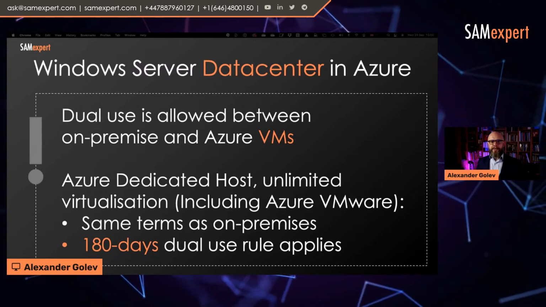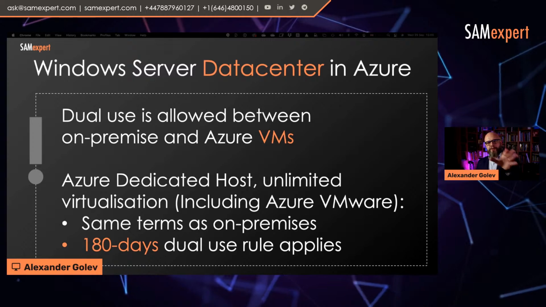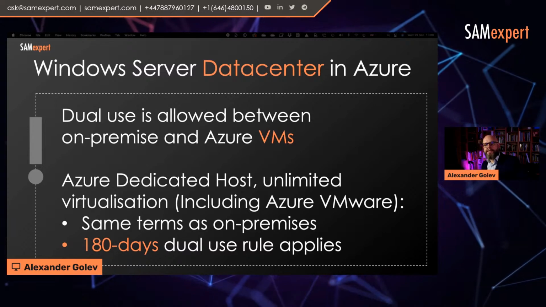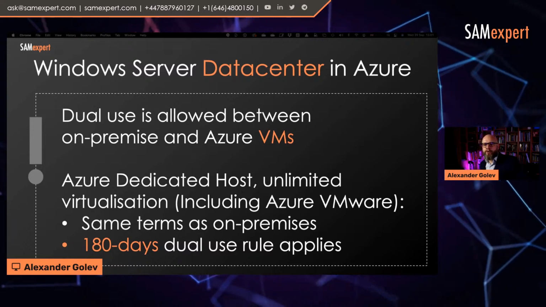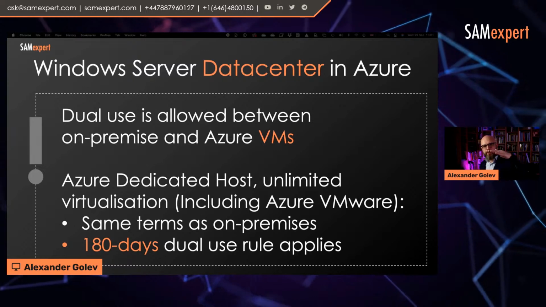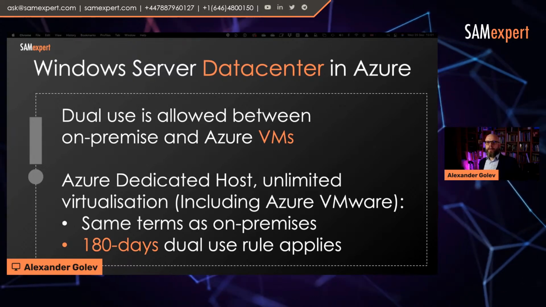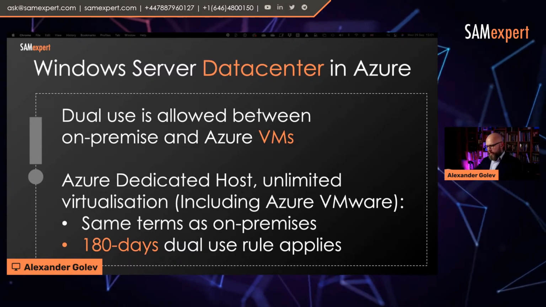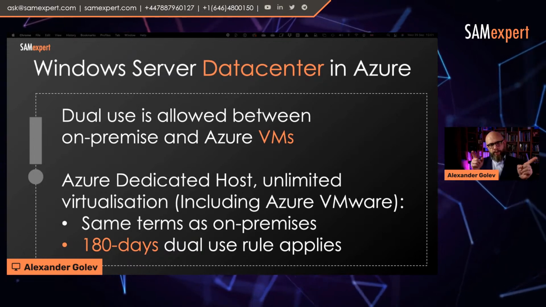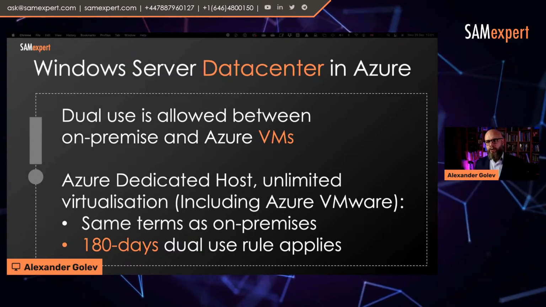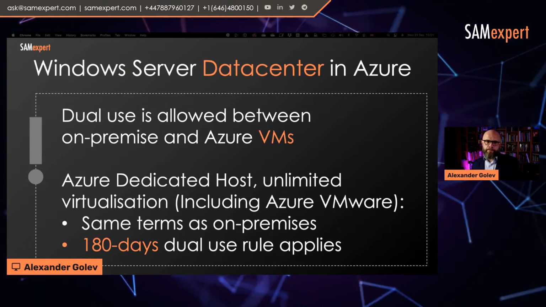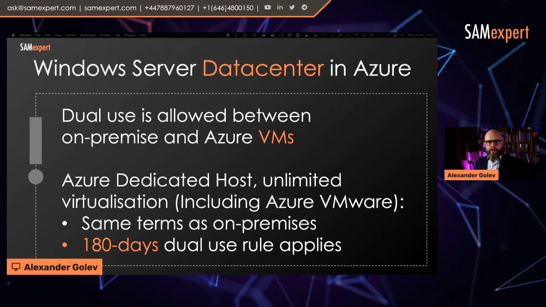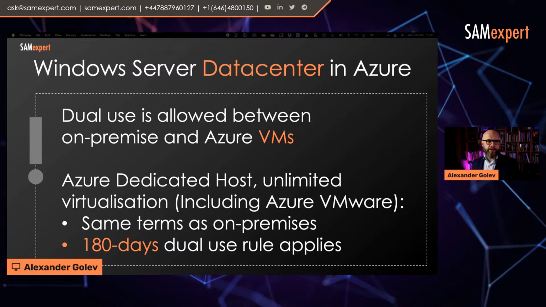Windows Server Datacenter, as I said, dual use is allowed on premises and in Azure virtual machines, so by all means. Except when you assign Windows Server Datacenter licenses to Azure dedicated hosts at the hardware level for unlimited virtualization. In that case, it's a one-way migration, 180 days. That's it. And then you either use them on premises or on dedicated hosts in Azure, which includes the very popular these days Azure VMware Solution. If you assign Datacenter licenses to a host in an Azure VMware Solution, then you must unassign them on premises.